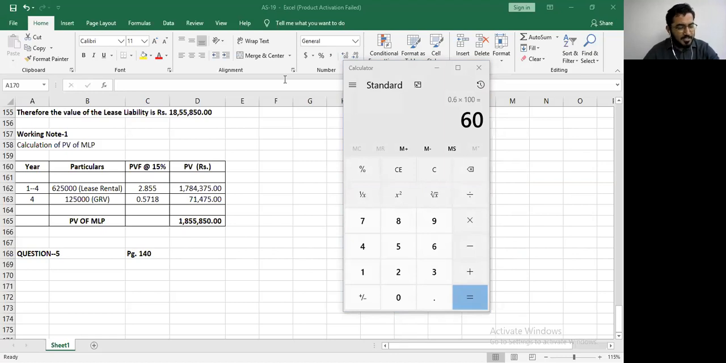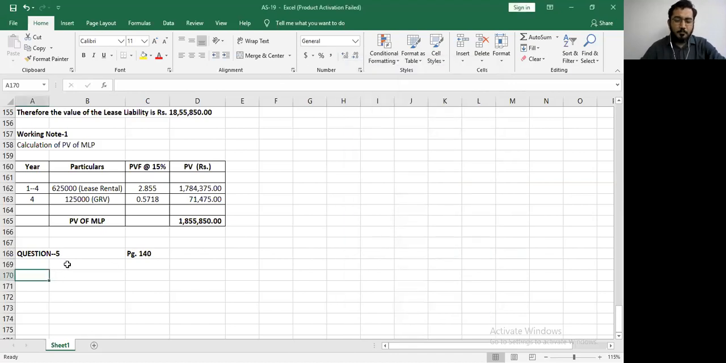The cost of the asset is 10 lakhs and the fair market value of the asset is also 10 lakhs. So both values are the same. The property reverts back to the lessor, very important point. Property reverts back to the lessor.